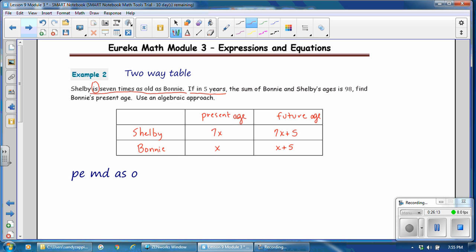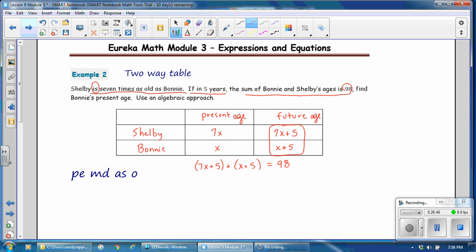Next it says, in 5 years, the sum of their ages is 98. So we want to use their future ages and find their sum. So we're going to add these two together. So our equation would be Shelby's age of 7x plus 5 plus Bonnie's age of x plus 5 has a sum of 98 years. So now we want to solve the equation for x.